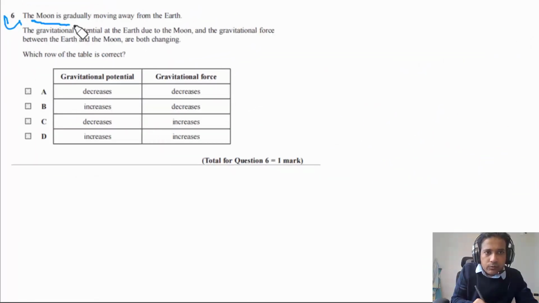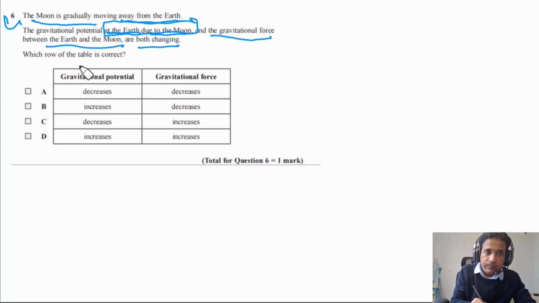Question 6 says the moon is gradually moving away from the earth. The gravitational potential at the earth due to the moon, this sentence is very important, so you have to be clear about this one, and the gravitational force between the earth and the moon are both changing. Which row of the table is correct?